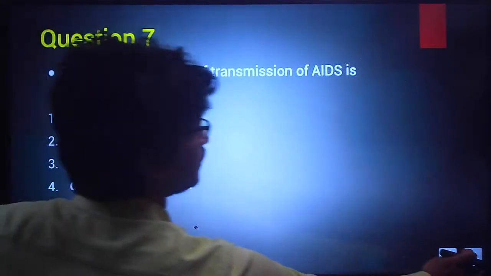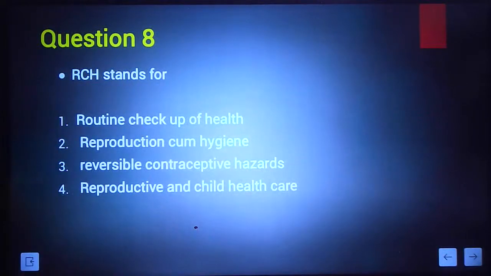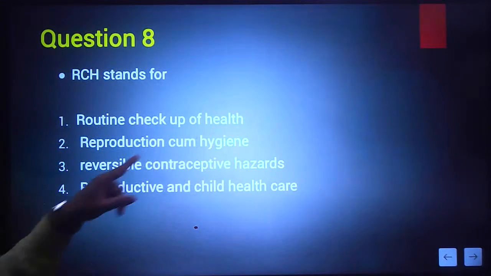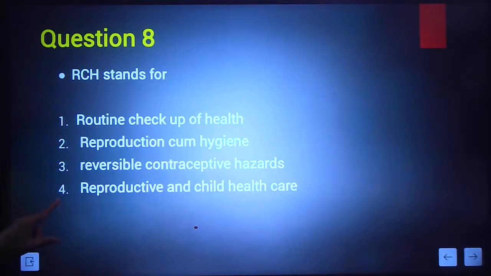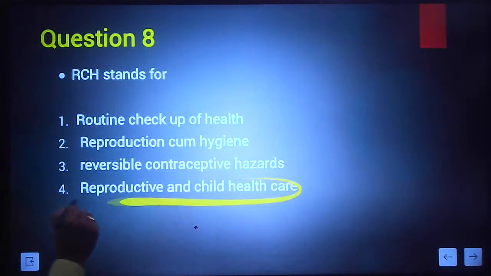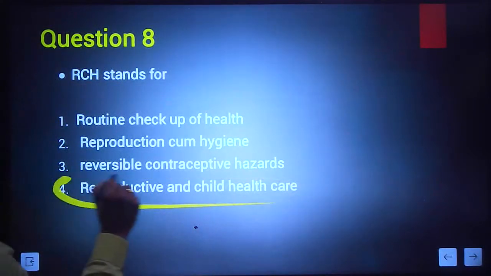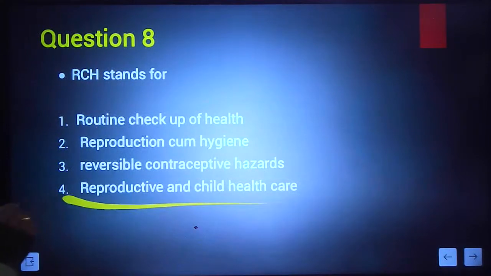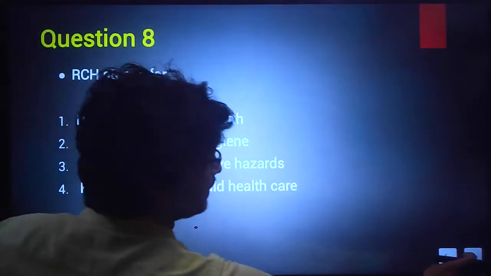Okay, well, fine. So next, RCH. What is the expansion for RCH? Routine checkup of health, reproduction cum hygiene, reversible contraceptive hazard, or reproductive and child health care? Which is the correct option? The correct expansion for RCH is reproductive and child health care. Reproductive, we already discussed, right?